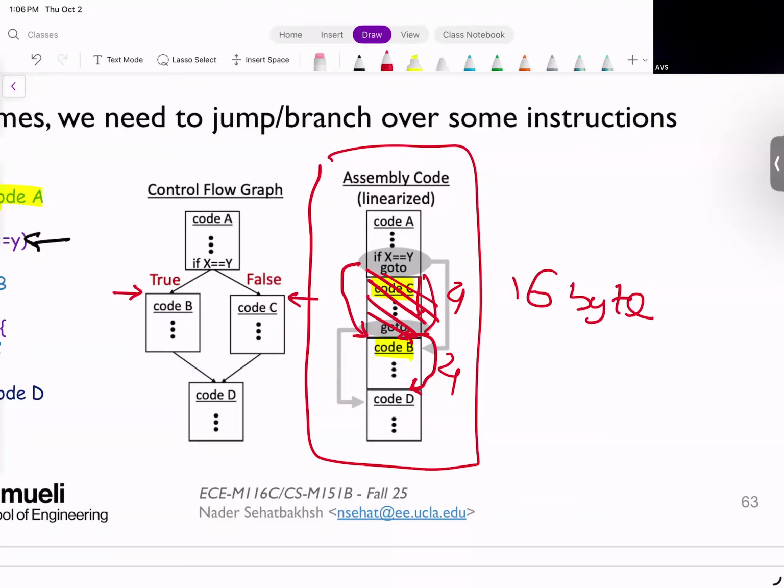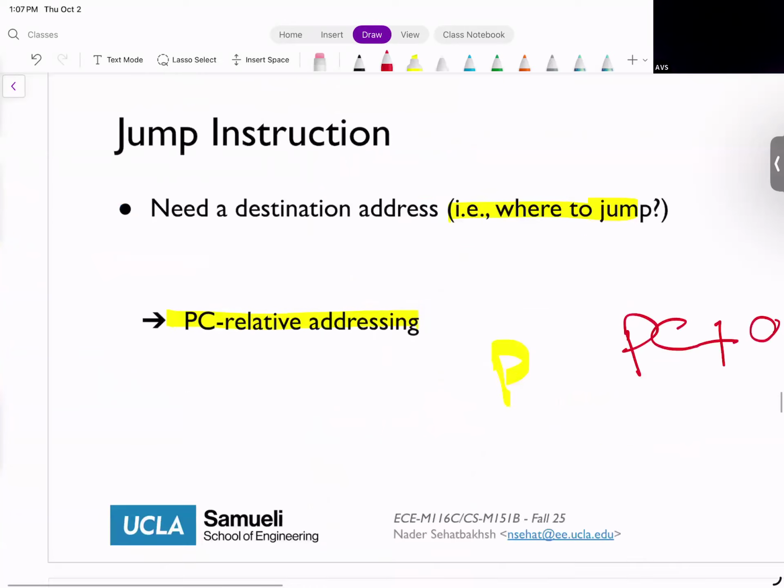How do I jump back? I do PC plus a negative number. So if I want to, for example, jump back 4 instructions, I do PC minus 16, right? And so on and so forth. So depending on the size and the number of instructions, I can jump forward or backward by manipulating the offset. Okay? This is called PC relative addressing.